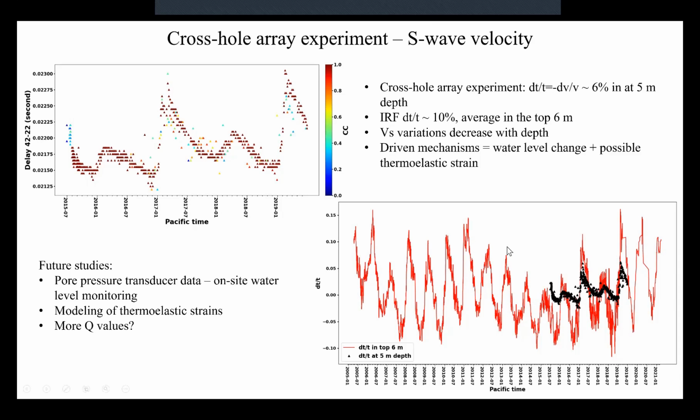Considering the correlation with precipitation and temperature data, we propose the major driven mechanisms are water level change and thermoelastic strain. Future work includes analysis of pore pressure data and modeling of thermoelastic strain. This aims to distinguish the contributions from these 2 possible driven mechanisms. Also, with the high-frequency crosshole array experiment data, it is possible to monitor the variation of Q values at different depths. Please let me know if you have any comments.